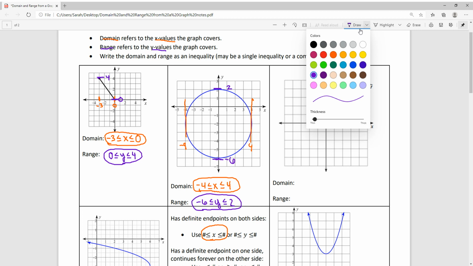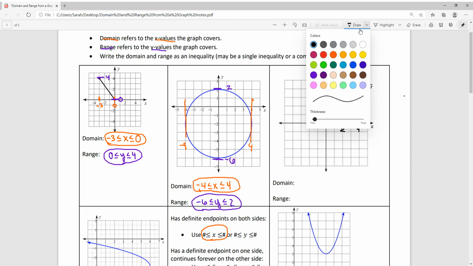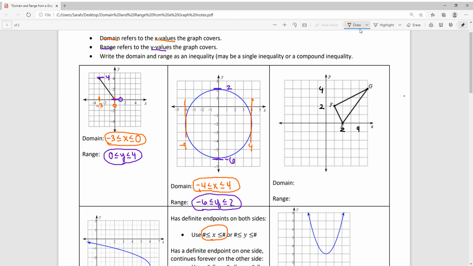Let's try this triangle one. I don't have things labeled here. Let's just assume that every block is worth 1. So here would be 2, here would be 4, here would be +2 for y's, here would be 4 for y's. Okay, so let's start with our domain, our x values. Here is my leftmost x value. The x value there is 1. Here's my rightmost x value, my biggest one. That x value is 5. So my domain, all of my x values are between 1 and 5, including 1 and 5. So I write my inequality like so.